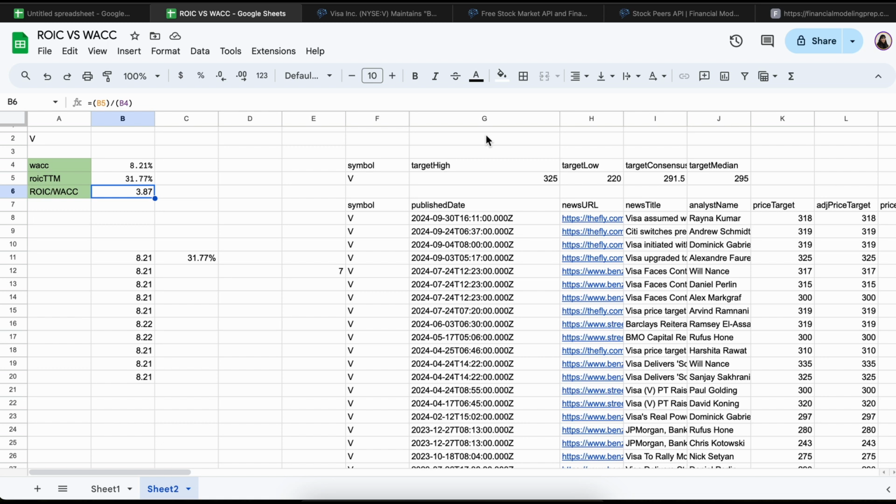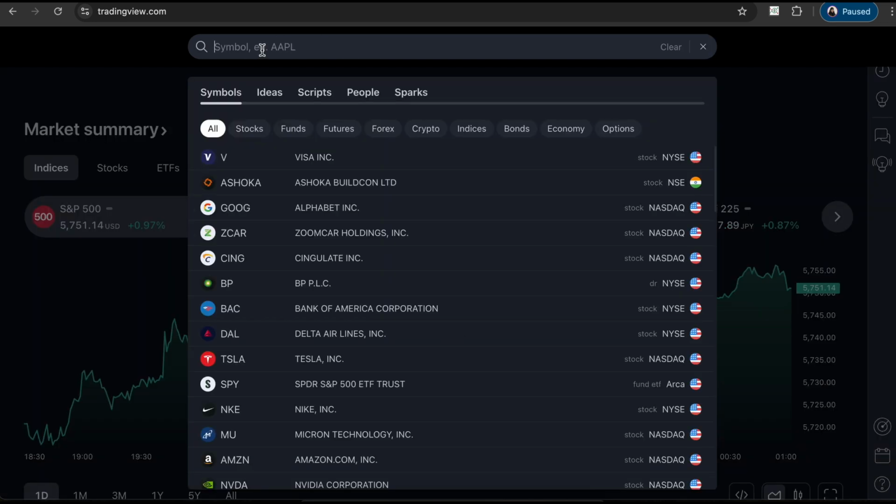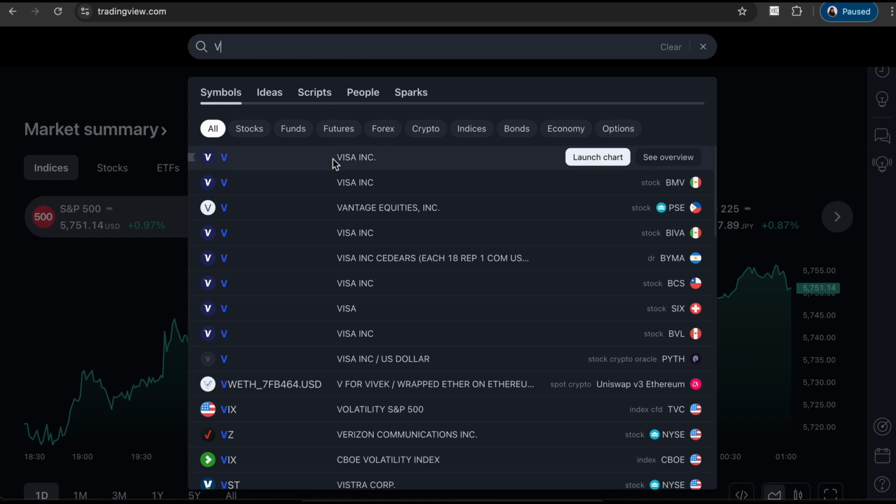Now let's look at the technical side. Let's do the technical analysis very quickly. Let's input Visa shares. You can use your trade terminal for this analysis if you want.